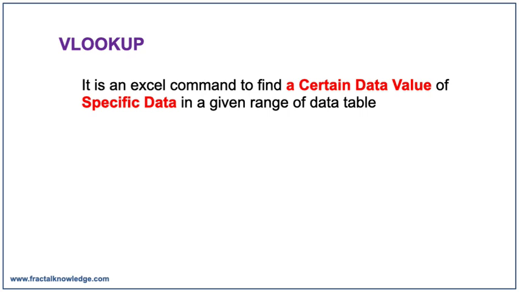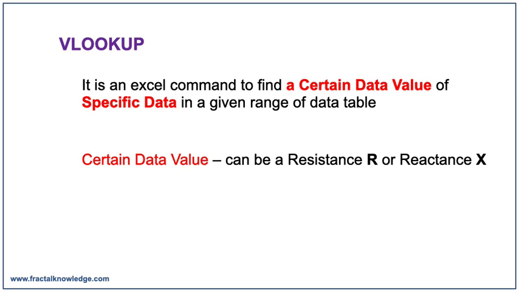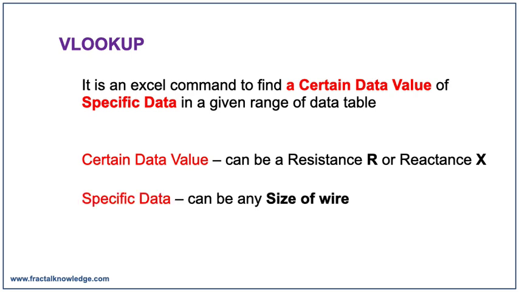The VLOOKUP allows you to find a certain data value of a specific data in a given table or range. In this application, the certain value can be a resistance and reactance value. And the specific data can be the size of wire in mm square.